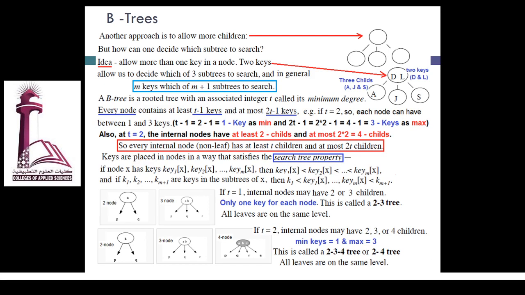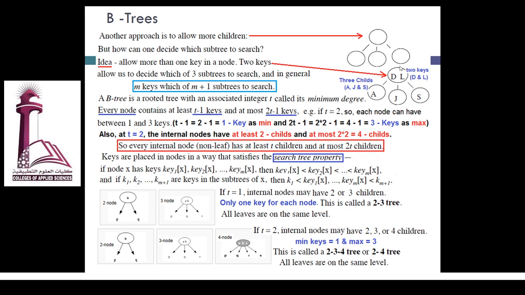Hello students, now we are going to study about B trees. So a B tree is the same as a binary search tree. Then what is the difference between a B tree and a binary search tree? A binary search tree will have only one value in each node, but a B tree can have more than one value in each node. These values are called keys.